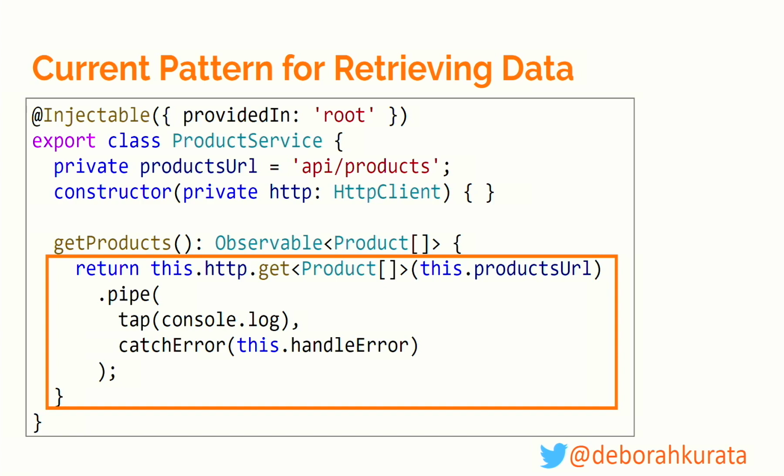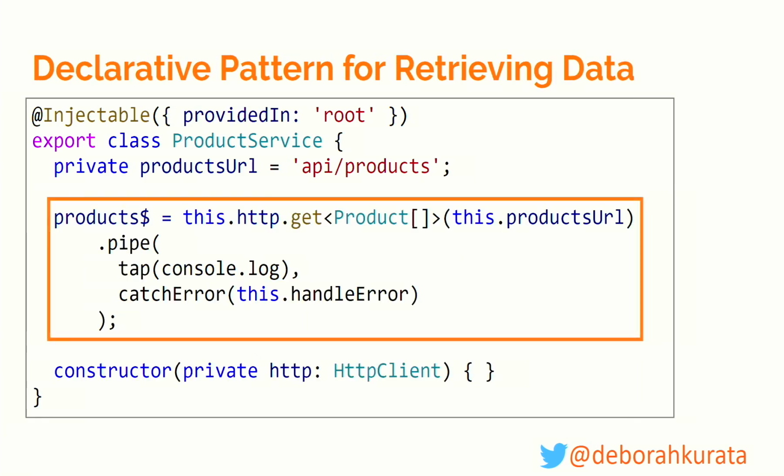But I'm going to propose a different approach, and that is a more declarative pattern for retrieving data. So instead of defining a method for retrieving our data, we're going to simply define a property. So we have products$, and the convention is to define an observable with a $ at the end so that you know you're working with observables. And instead of having a method, we're going to simply assign the result of our HTTP GET directly to this property. Okay? Does that make sense so far? And we've got a little bit of error handling there.